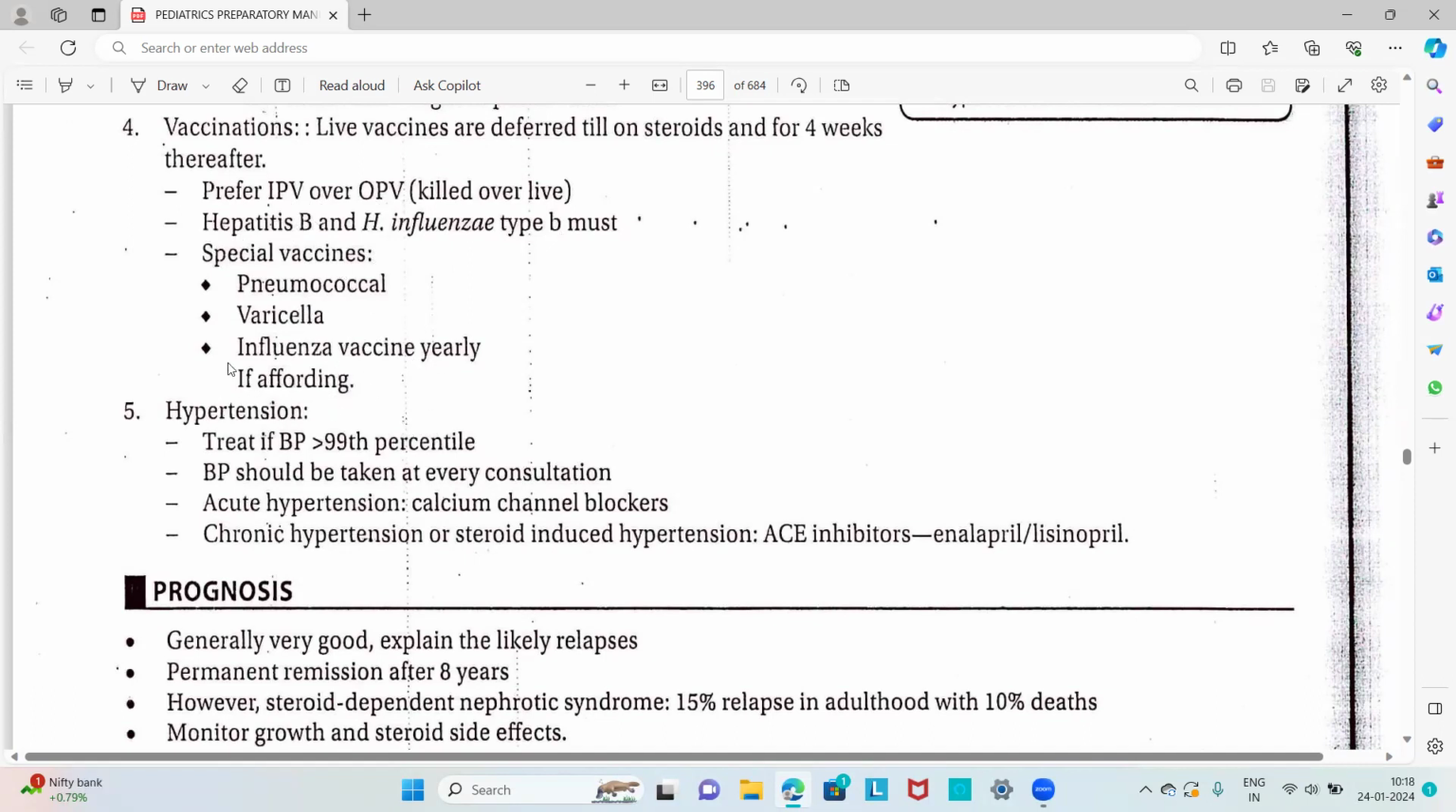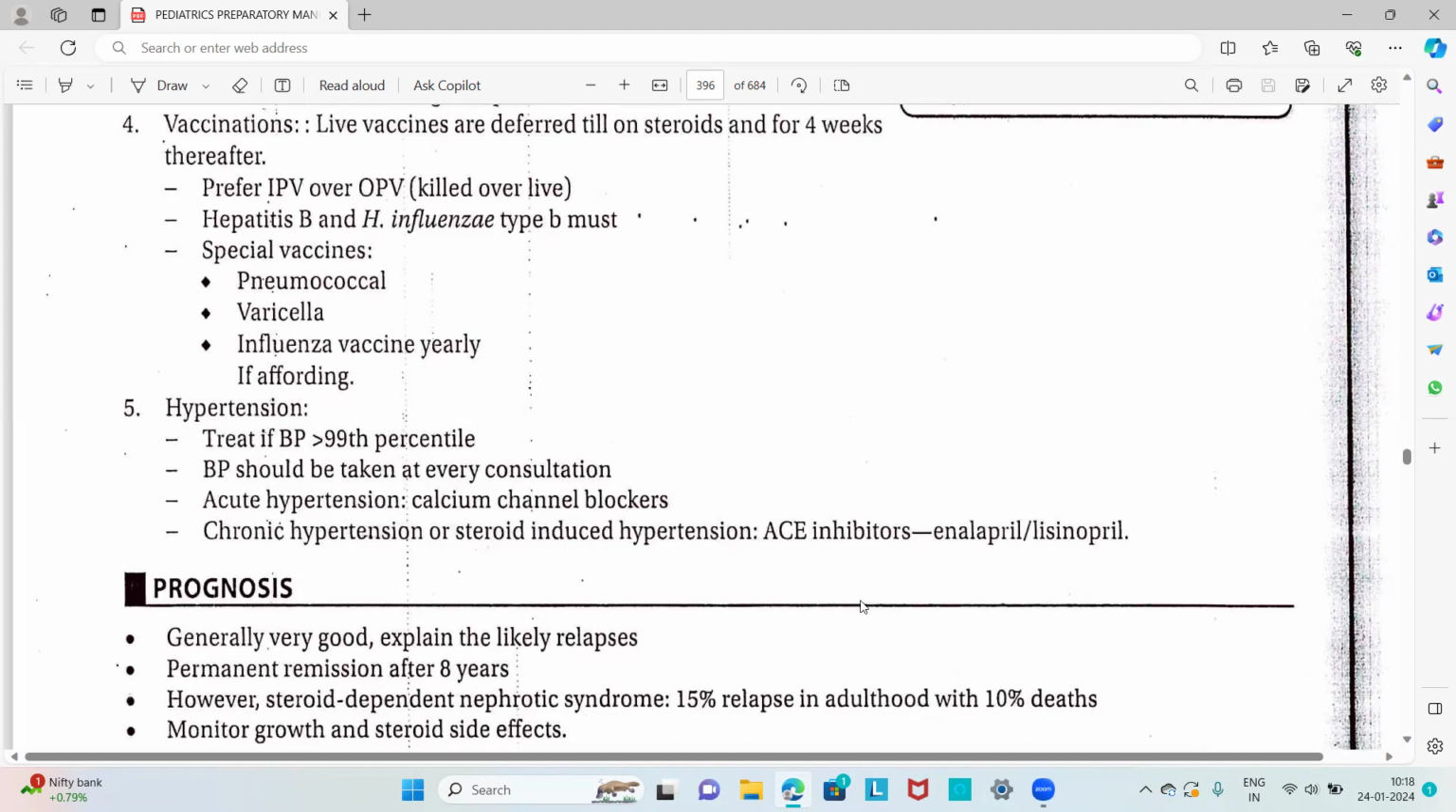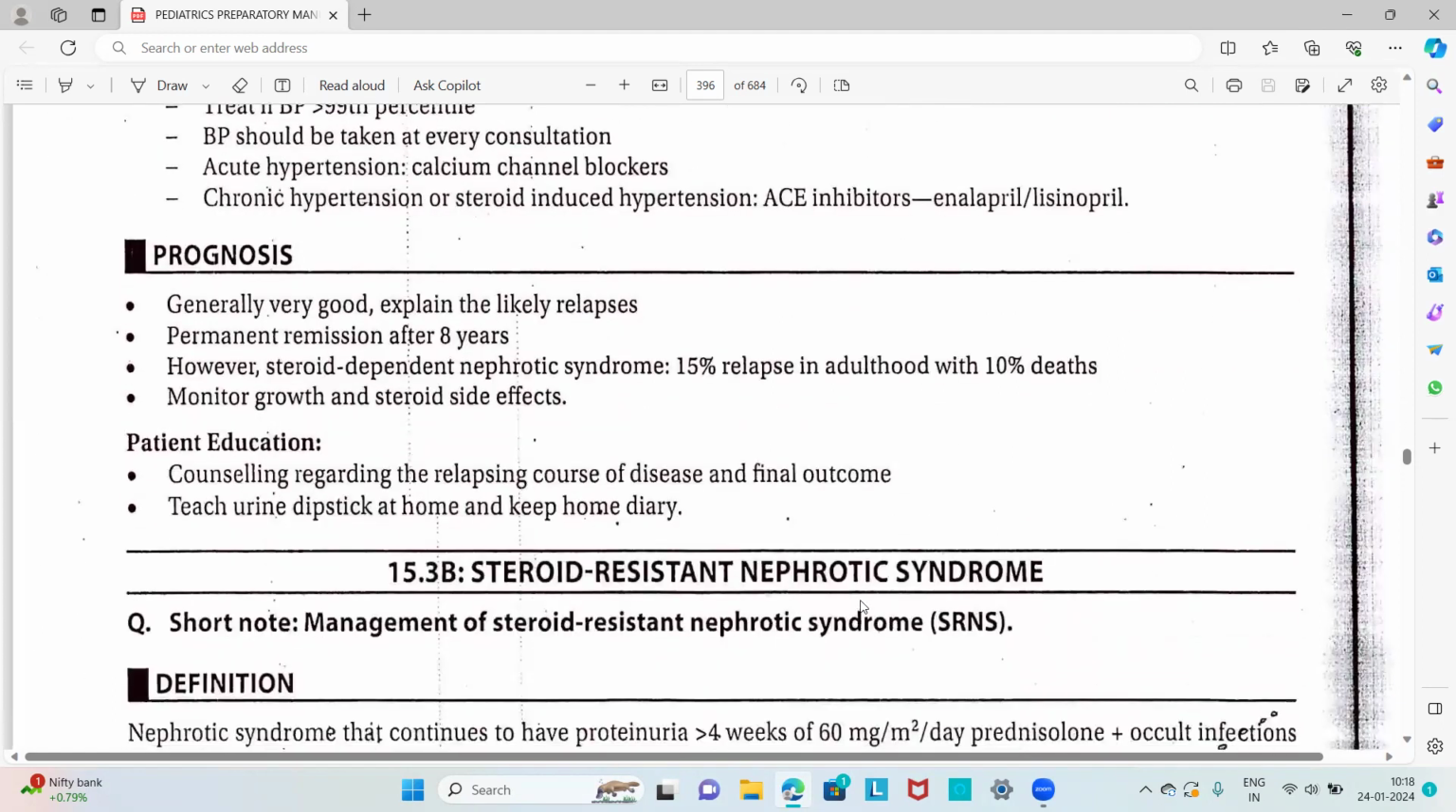And hypertension is one of the complications, so we have to treat if BP is greater than the 99th percentile. BP should be taken at every consultation. For acute hypertension, we have to give calcium channel blockers. And if there is chronic hypertension or steroid-induced hypertension, we have to give ACE inhibitors like enalapril or lisinopril.